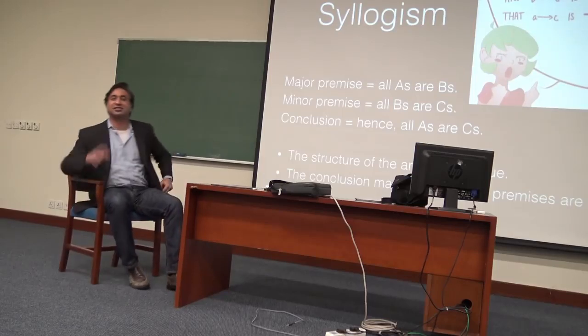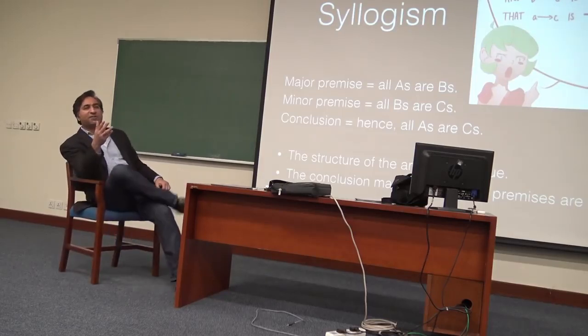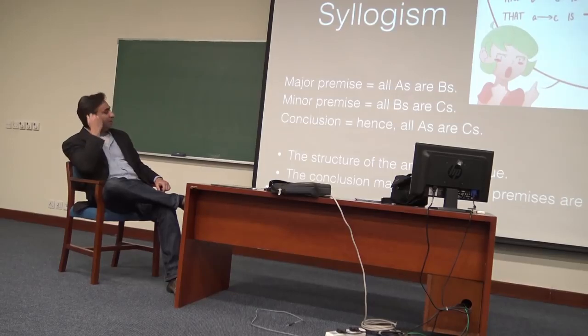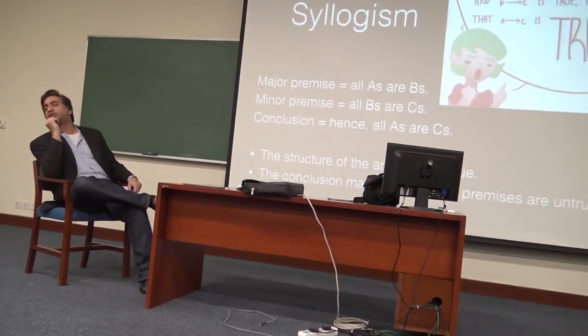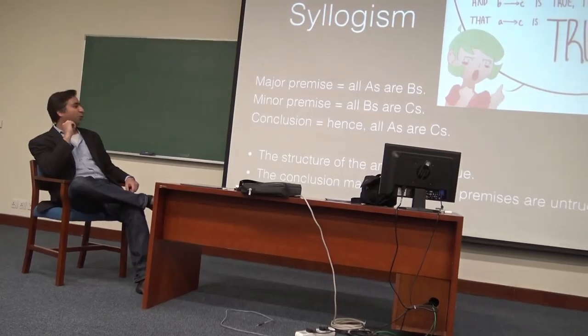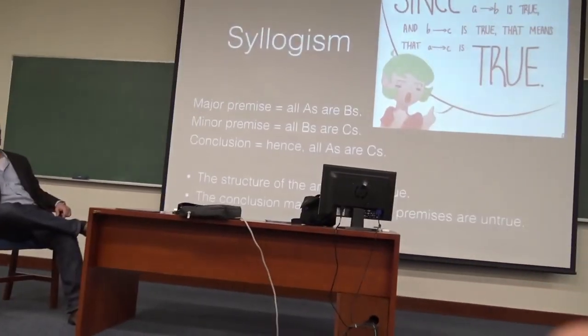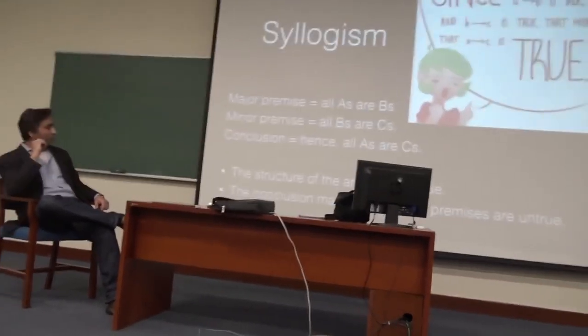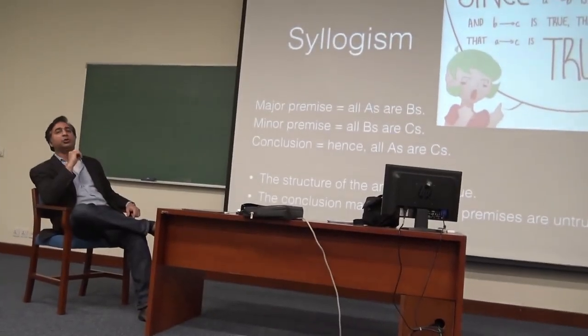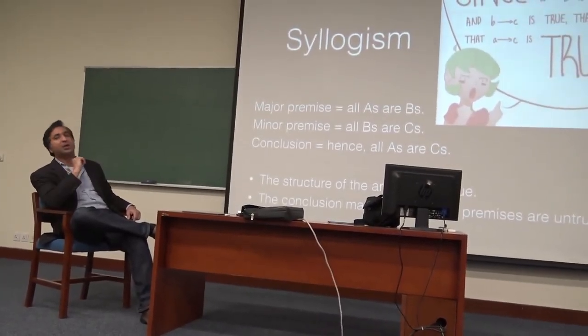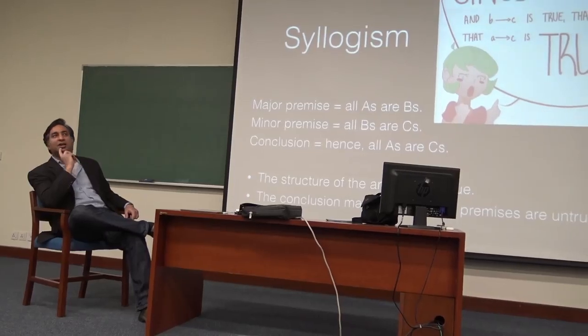Now, the interesting thing about the syllogism is it's quite logical and straightforward, and we've learned to apply it in so many different ways and say so many different things. But the argument is true by default. The structure of the argument is always going to be true. The only time the argument can be untrue is if either one of the premises is untrue.